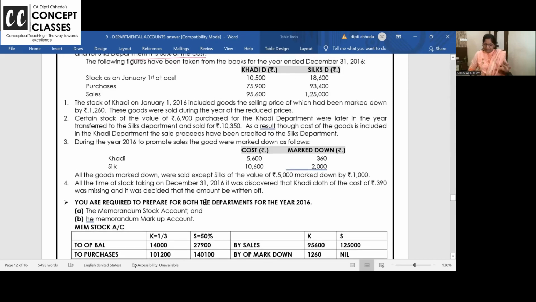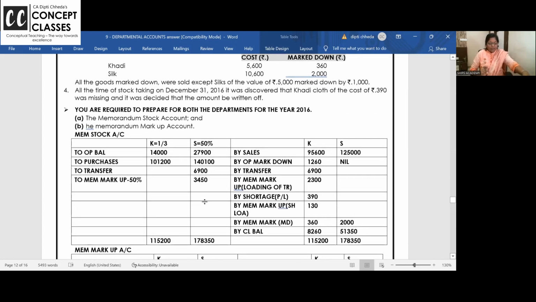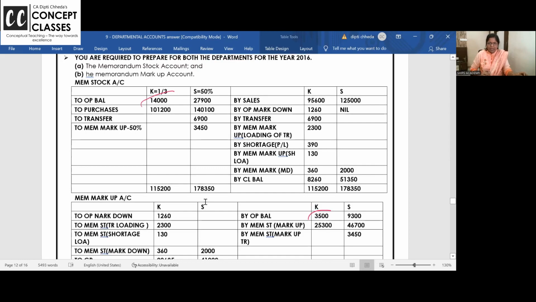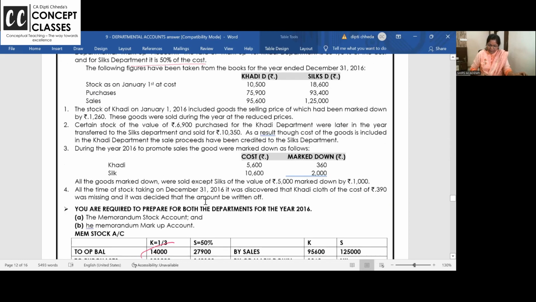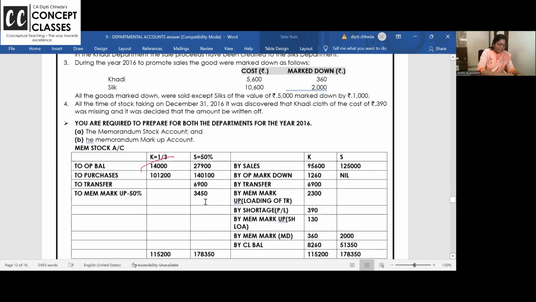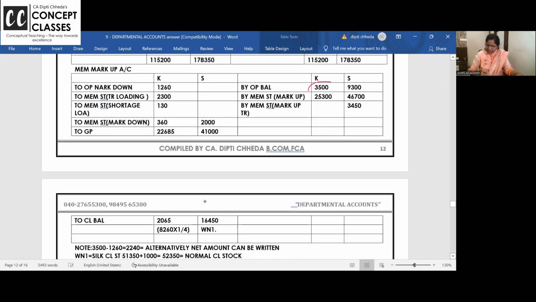तो अब जैसे मैं खादी बताती हूँ आपको. ओपनिंग स्टॉक इज 10,500 but 10,500 is cost. करो पिकअप योर कैलकुलेटर. 10,500 का 1/3 करो 3,500. 14 इधर लिखो, 3,500 इधर. Are you getting? Same way purchases 75,900. 75,900 का 1/3 25,300. 75,900 आ गया and 25,300.